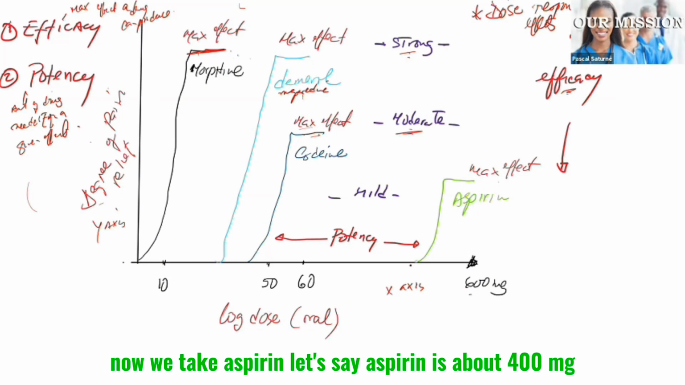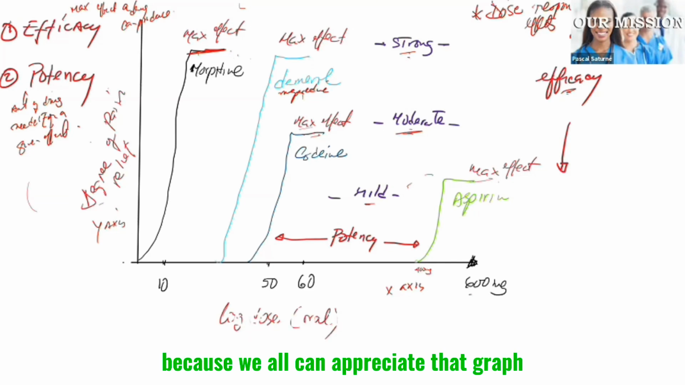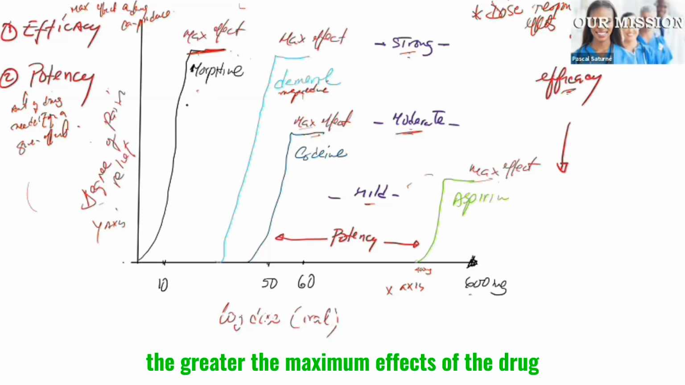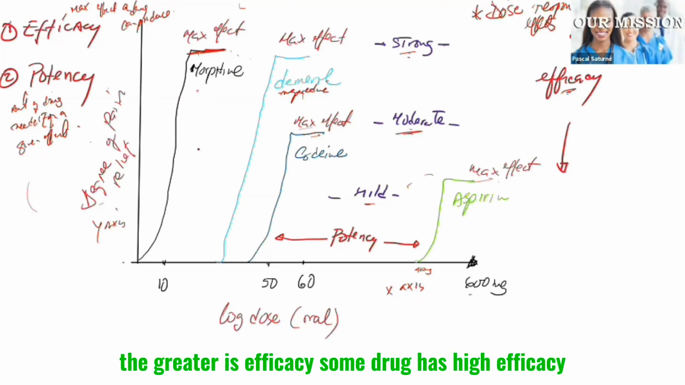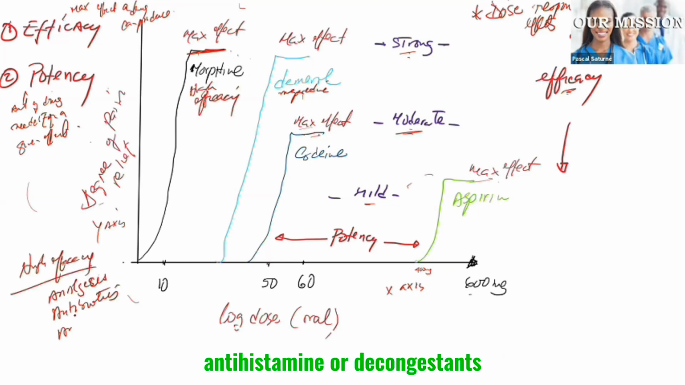Now, we take aspirin. Let's say that aspirin is about 400 milligrams. At this point, we can say aspirin provides a mild effect because we all can appreciate that graph and understand what we're looking at. We can say that morphine has greater efficacy. What we're saying is the greater the maximum effect of the drug, the greater is the efficacy. Some drugs have high efficacy, for example, narcotic analgesics, antibiotics, antihistamines, or decongestants.